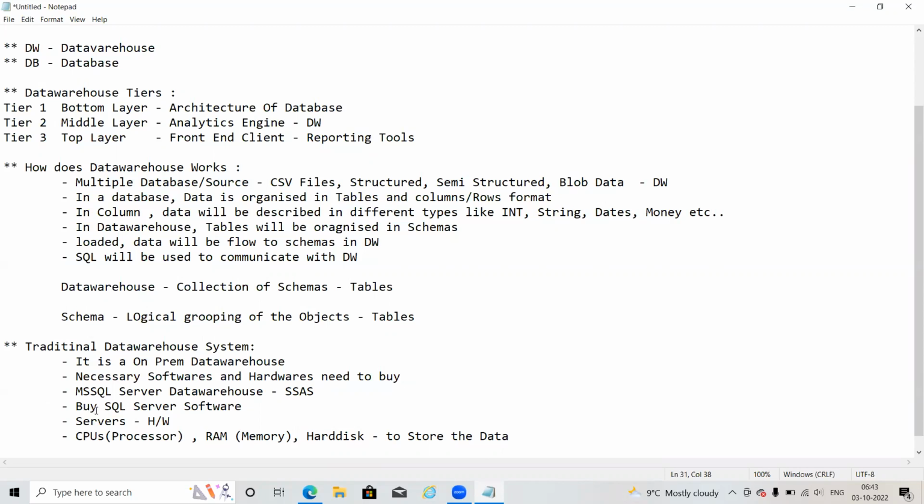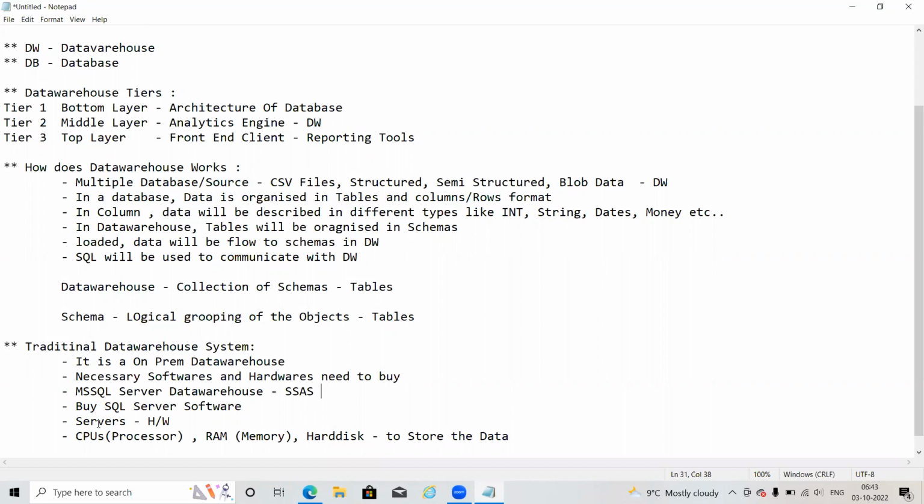This is one example I have given on SQL Server. Like that, we have so many traditional data warehouses in the market. So we need to maintain and we need to upgrade these hardware and software components. So you have the responsibility to take care of everything.